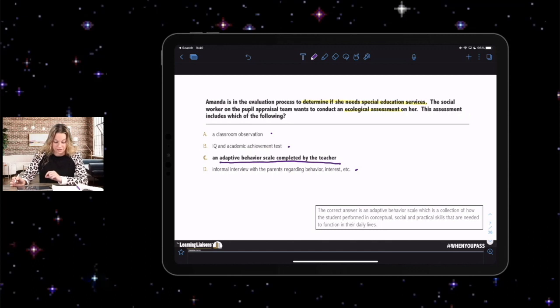their everyday lives. So this is talking very much about those daily life skills, whereas an IQ test, an achievement test, that's not going to really be able to indicate that. Classroom observation, while that's important, the teacher might already have some informal assessment that she's going to be able to speak to. So that's why in this case, when we're determining if this child, Amanda, needs special education services, an adaptive behavior scale is going to be the strongest one.